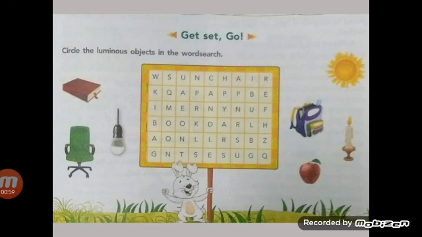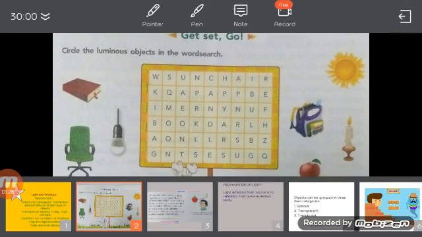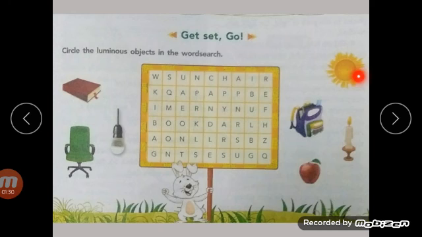Circle the luminous objects in the word search. So children, here some images are there. You have to circle the luminous object. For doing that, you should know the meaning of luminous. Luminous means the object which has light, which is bright. Such objects are sun, candle, bulb. These objects are luminous.